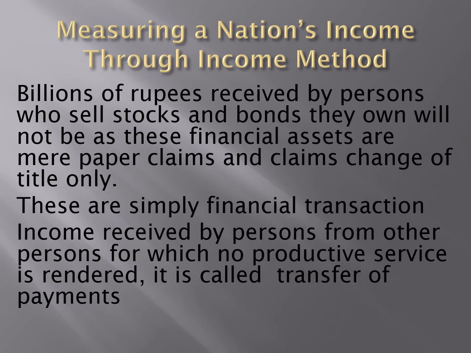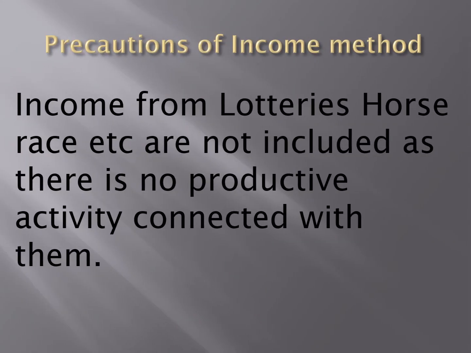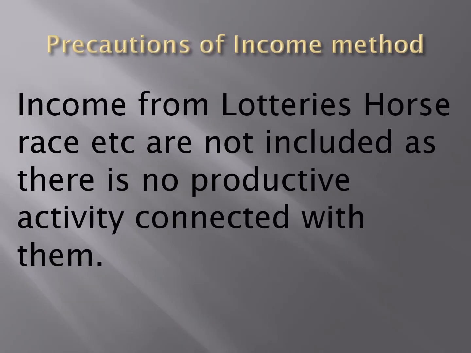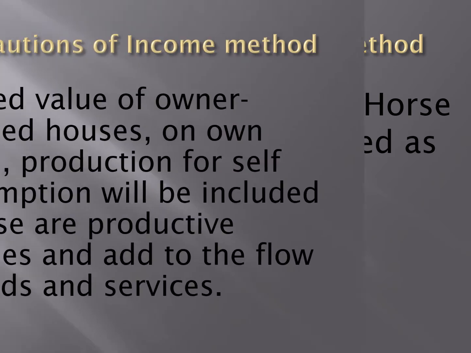Billions of rupees received by persons who sell stocks and bonds they own will not be included, as these financial assets are mere paper claims and only a change of title. These are simply financial transactions. Income received by persons from other persons for which no productive service is rendered is called transfer income. Income from lotteries, horse races, etc. are not included, as there is no productive activity connected with them.